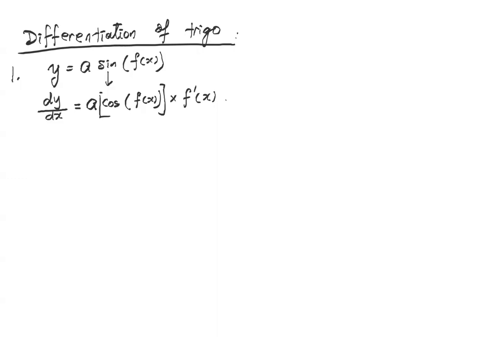Now if I give you, for example, given y equal to 2 sin(3 minus x), find dy dx. Remember, dy dx is the rate of change or gradient function. Okay, start. Apply the formula.